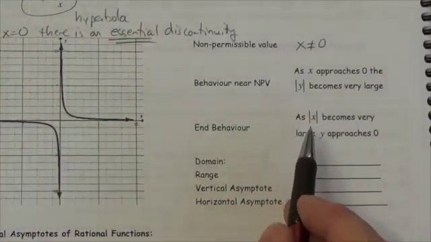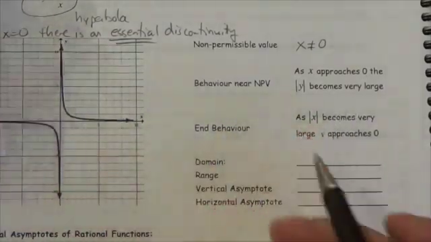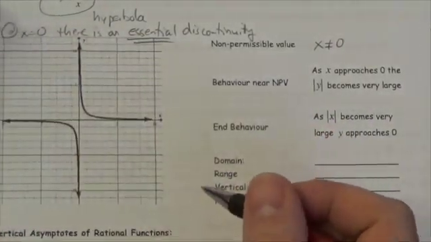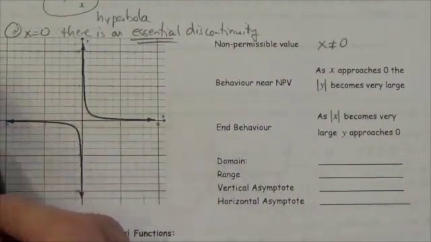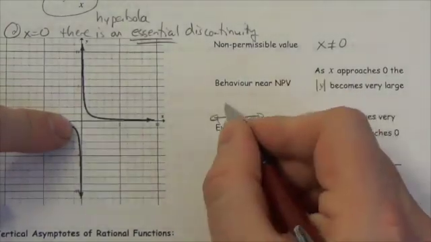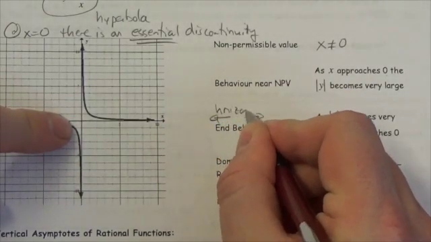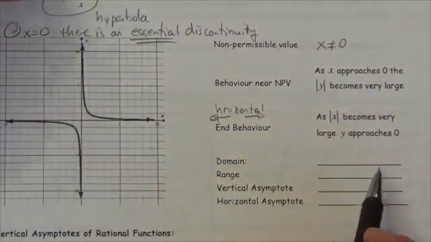Now, my end behavior. As the absolute value of x becomes really large, now what we mean by that is as you go really, really far in the positive direction or really, really far in the negative direction, so we're going quite a ways from the origin, to the right and to the left, okay? This is talking about moving this way and this way horizontal.